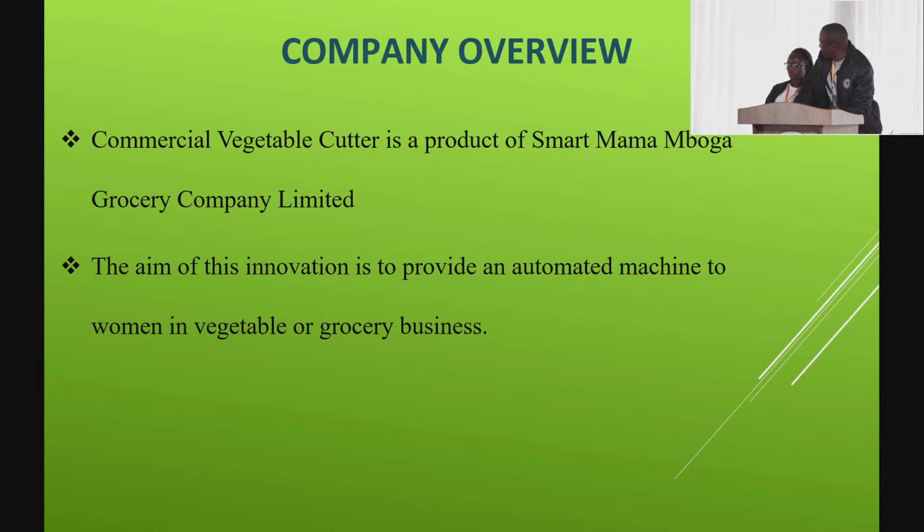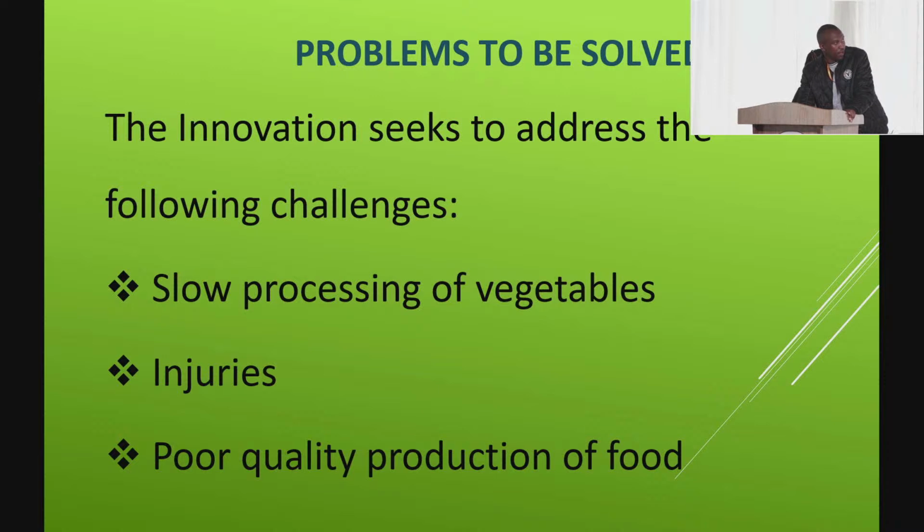Commercial vegetable cutter is a product of Smart Mamamboga Grocery Company Limited. The aim of the innovation is to provide an automated machine to women in the vegetable or grocery business. The innovation seeks to address the following.